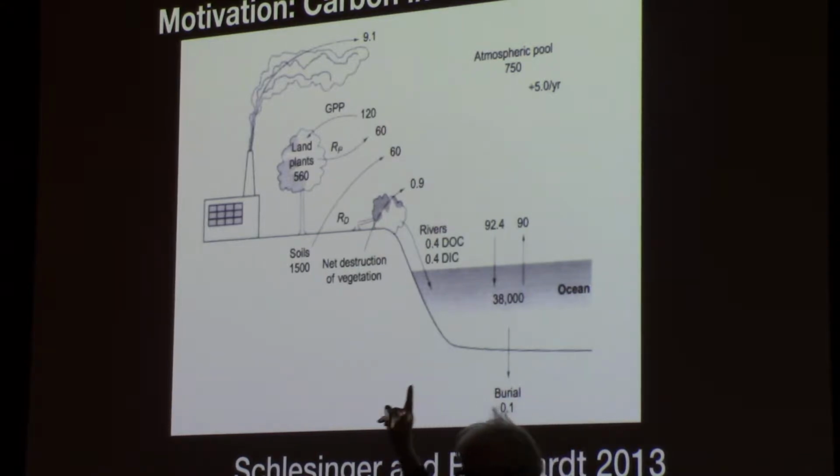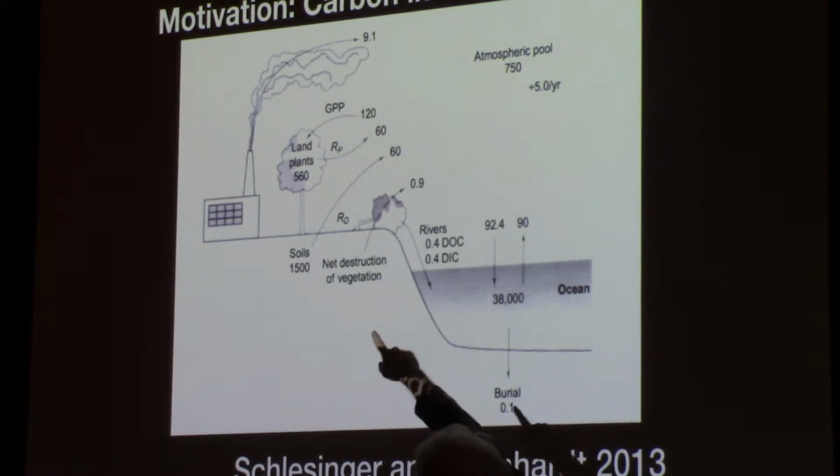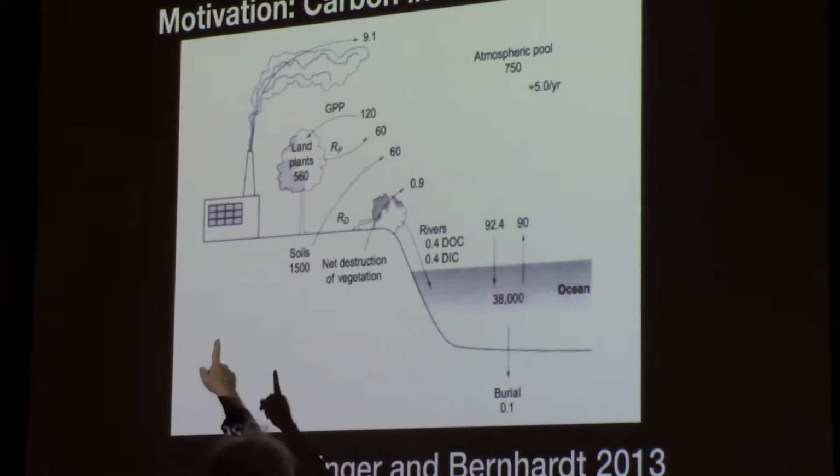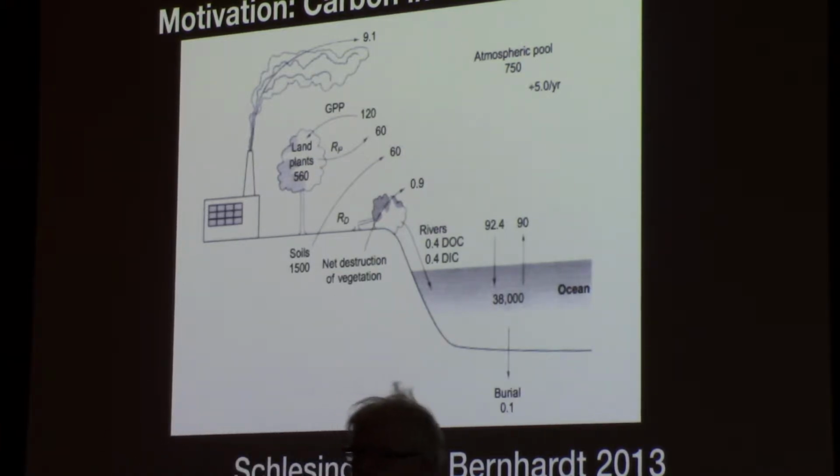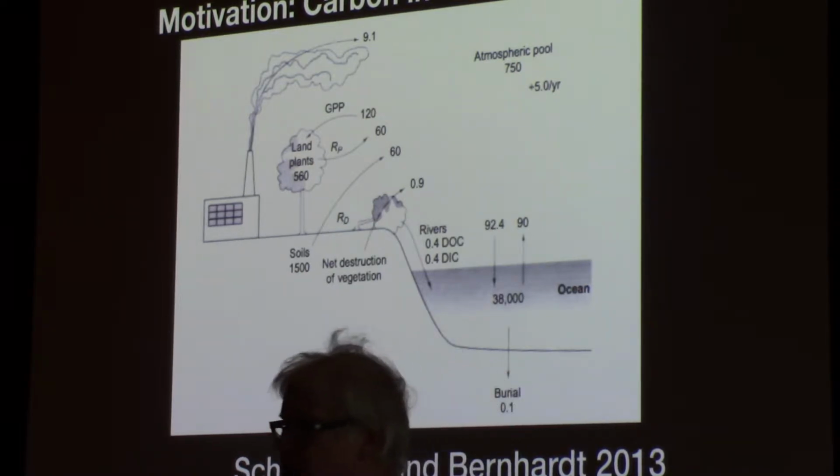And the way that works in the oceans is, let's go back to the 10 petagrams. So the 10 petagrams come over here. So this factory is representing fossil fuel burning. So that's about 9.1 petagrams. And then by land clearing, another 0.9 petagrams of carbon is released into the atmosphere as CO2. So that's our 10 petagrams.